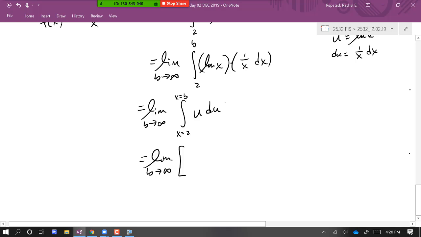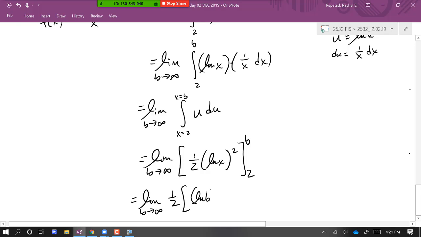So 1/2 u squared, I'm going to do 2 steps in one if that's okay. I'm going to put the u back in. So u is ln x, so we have 1/2 ln x squared from 2 to b. Pull the 1/2 out, and then we have ln b squared minus ln 2 squared.